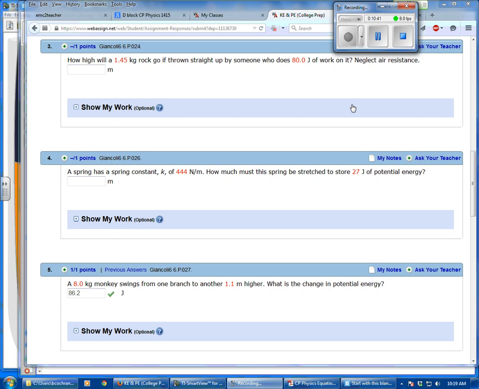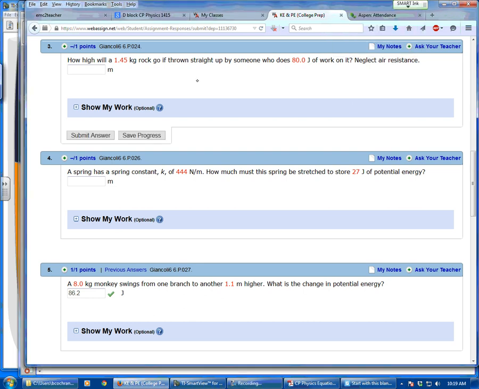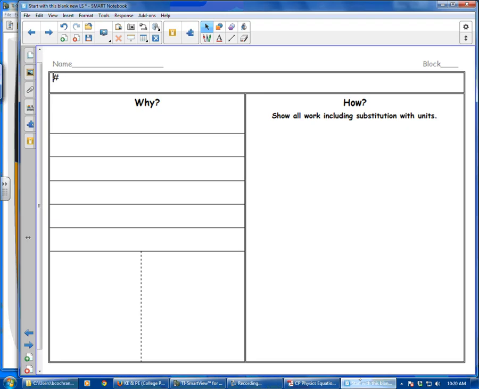All right, so we're going to go on to number 3 here, where we have a rock. It is thrown straight upwards, and someone does this much work on it, and then they're asking how high does it go. Well, keys to remember here. When I do work on the rock, it changes its energy.